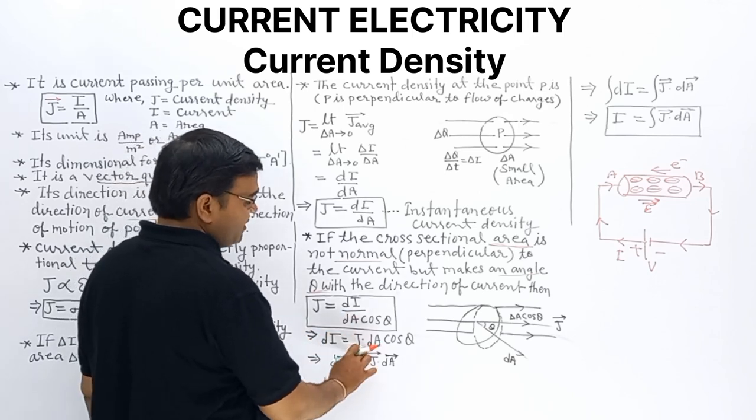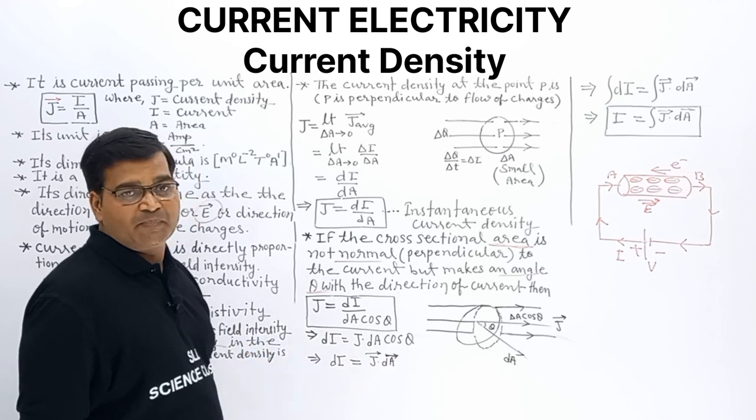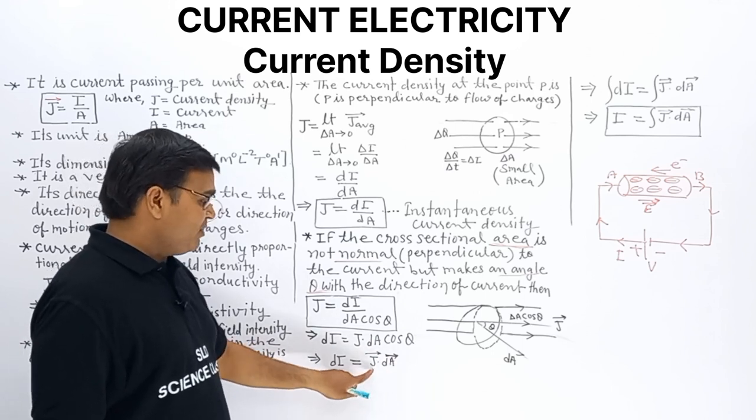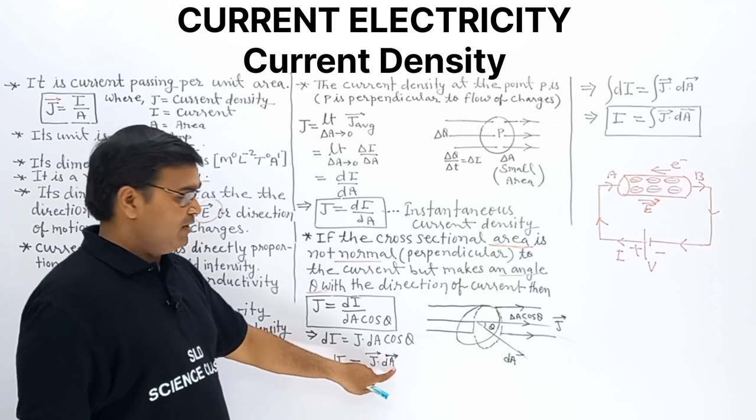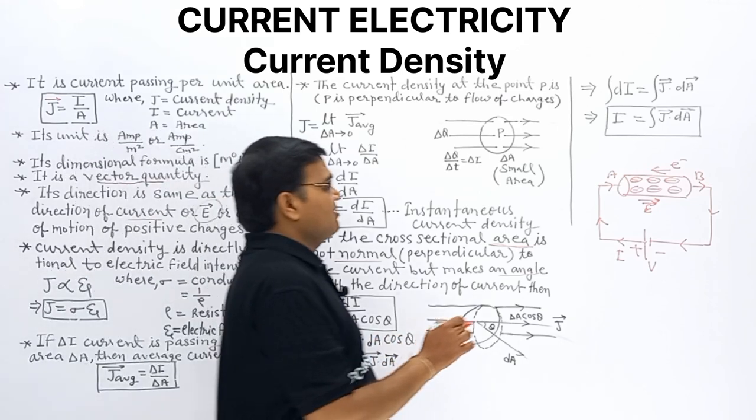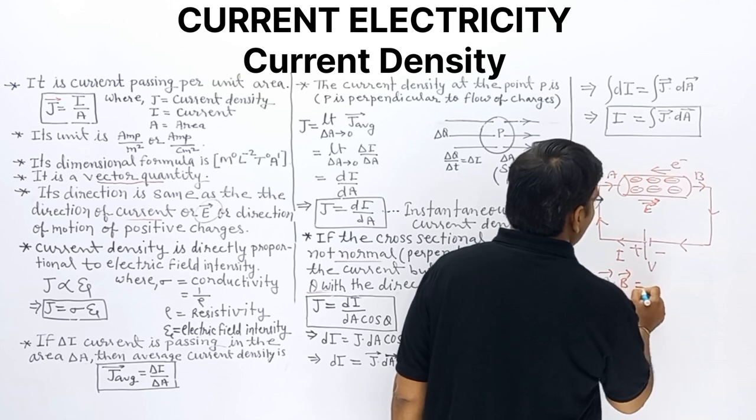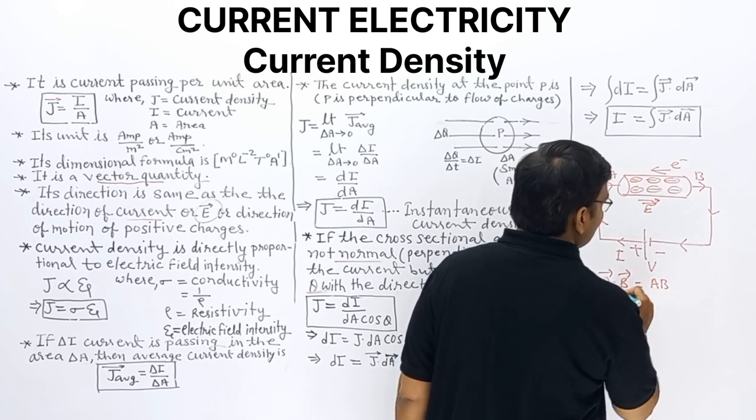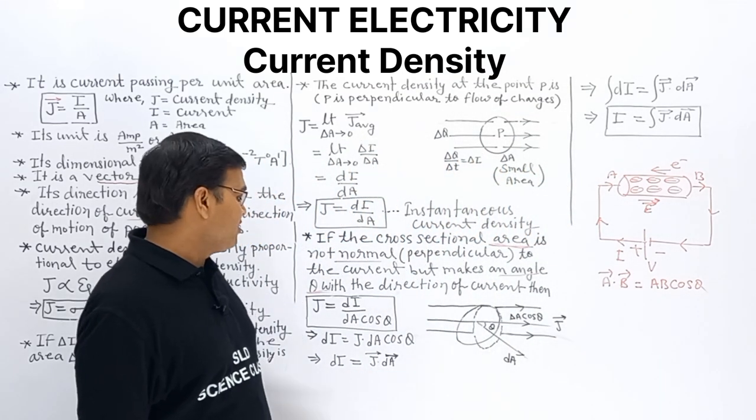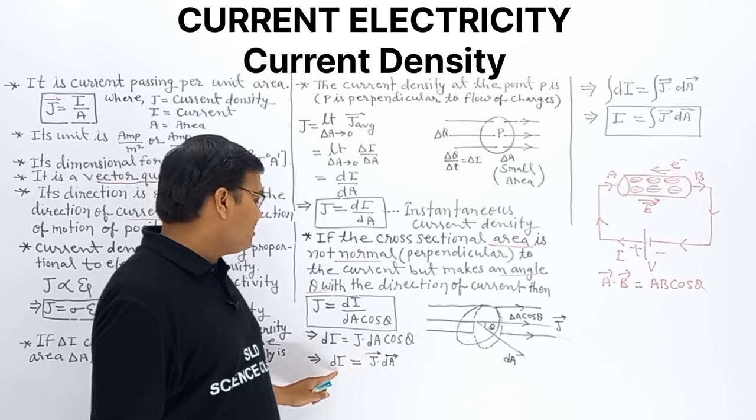dI equal to, when we cross multiply, we are getting this one. Now this can be written as J dot dA. It means current density and dA are two vector quantities, and this is their dot product. In 11th standard we studied that the dot product of two vectors is the magnitude of both vectors with the cosine of the angle, AB cos theta. So J dA cos theta can be written as J dot dA, and this is dI.